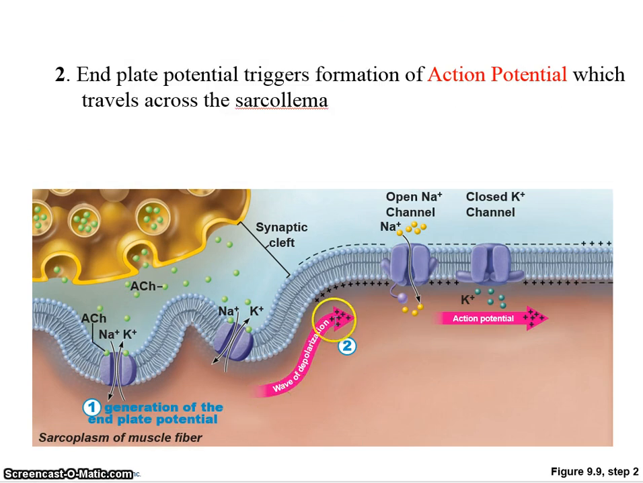So it's depolarization. The depolarization of the motor end plate is going to trigger a depolarization of the rest of the sarcolemma. This is referred to as the action potential. So one electrical event here is going to trigger another electrical event here, and this current is going to flow across the surface of our cell, and we're calling this the action potential.